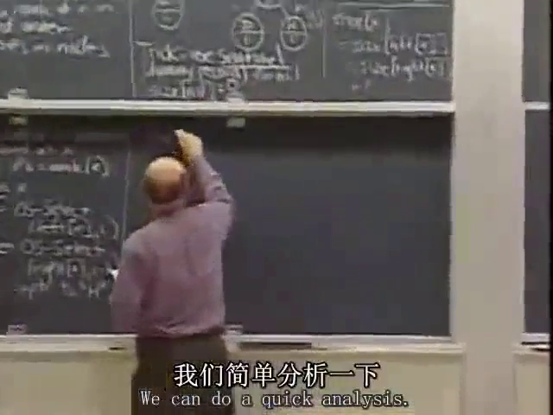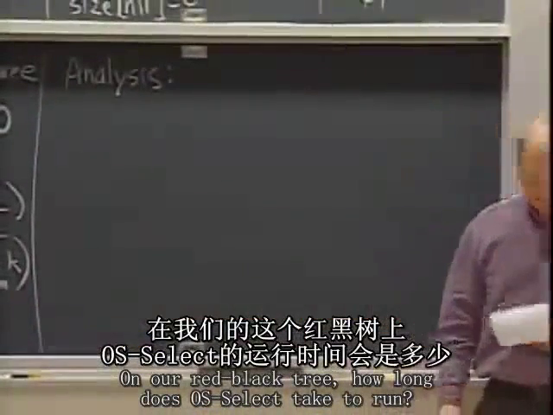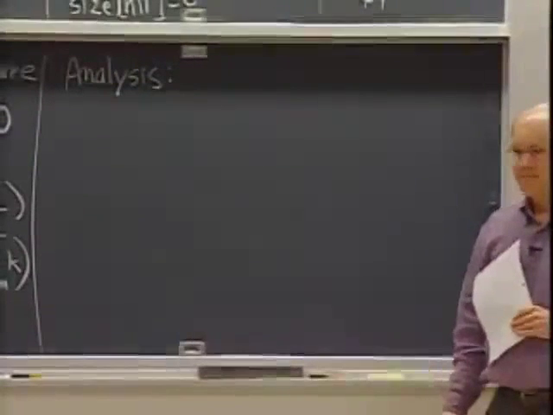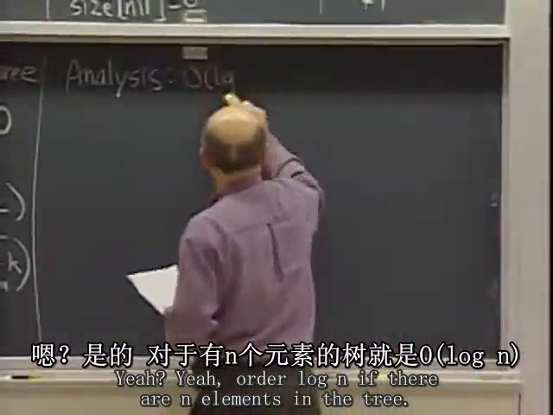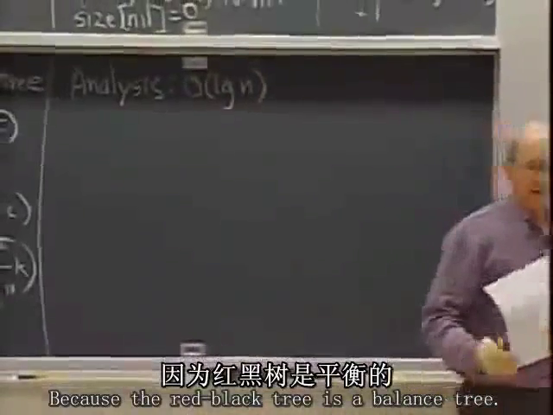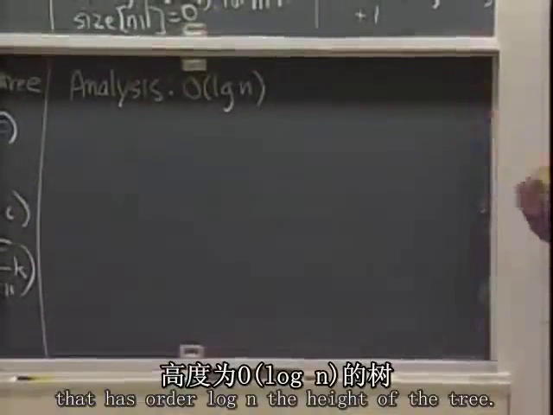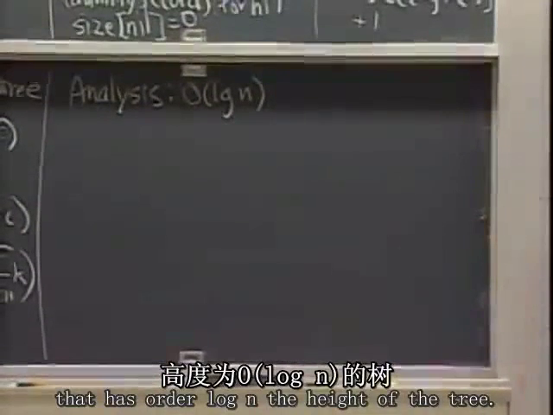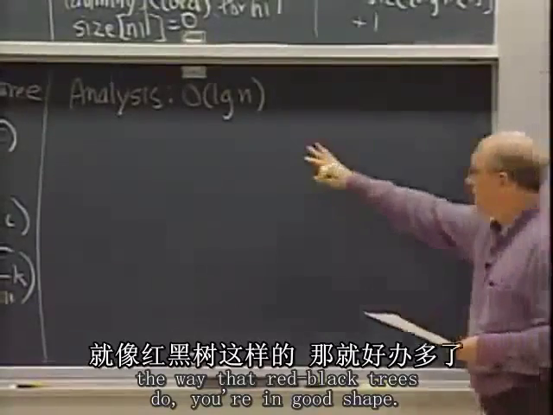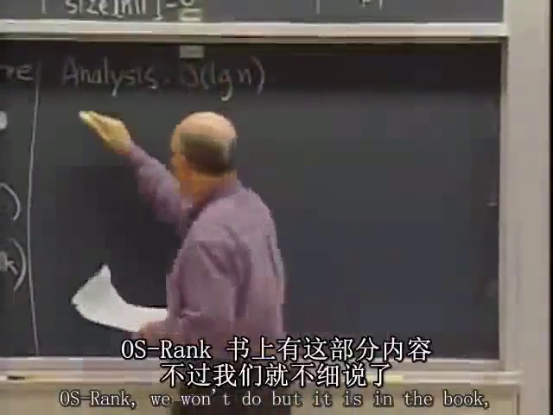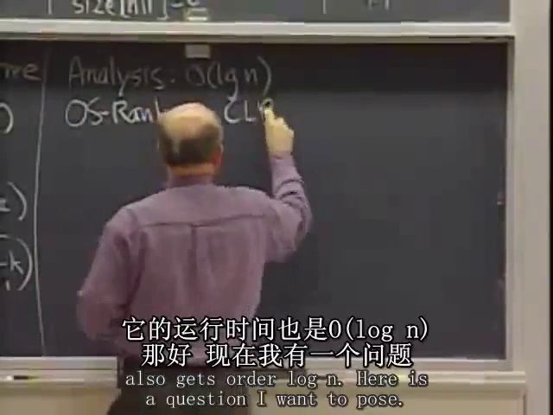So we do a quick analysis. On a red-black tree, how long does OS select take to run? Yeah, order log n if there are n elements in the tree, because a red-black tree is a balanced tree. Its height is order log n. In fact, this code will work on any tree that has order log n height. If you have a guaranteed height the way that red-black trees do, you're in good shape. OS rank we won't do, but it's in the book. It also gets order log n.